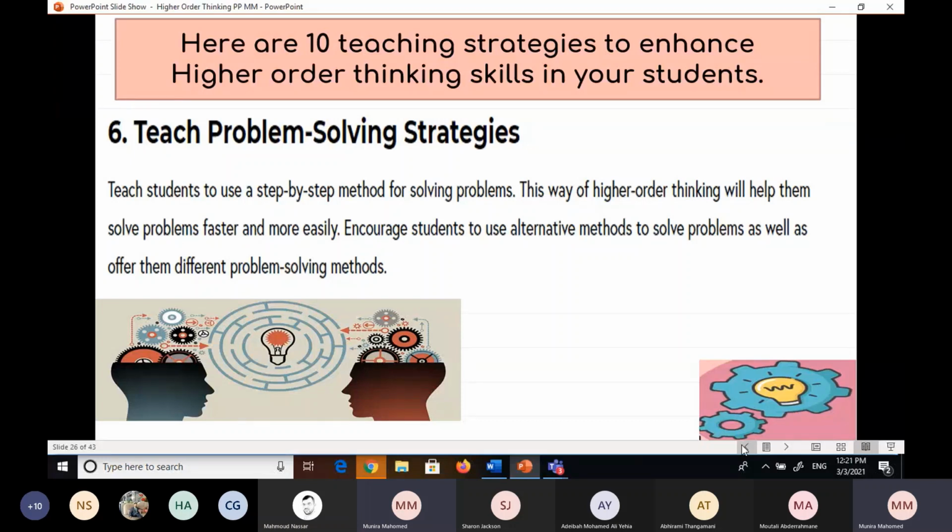Then teaching them problem-solving strategies. Teach students to use a step-by-step method for solving problems. How do we do that? This way of ordered thinking will help them solve problems faster and more easily. Encourage students to use alternative methods to solve problems, as well as offer them different problem-solving methods.